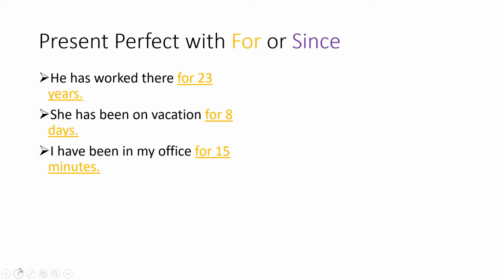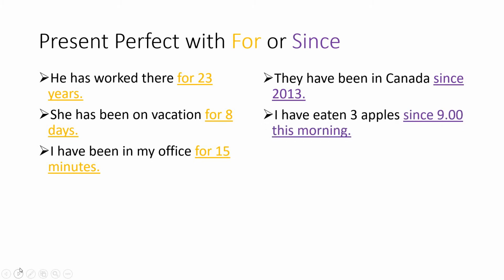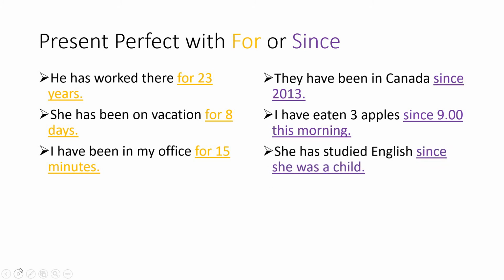Another key word is since. They have been in Canada since 2013. Use since with a date or point in time, not an amount of time. I have eaten 3 apples since 9 o'clock this morning. Or, she has studied English since she was a child. That is, we can use since with a clause. In this case, the dependent clause, the clause that begins with the word since, is in the simple past. The independent clause uses present perfect.